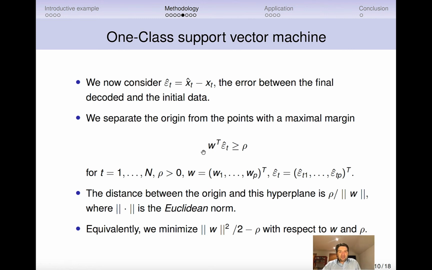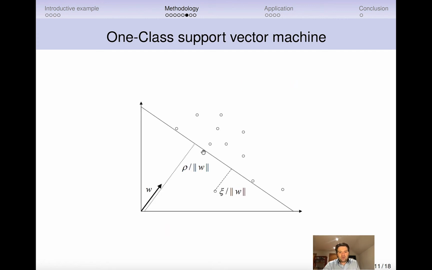The idea is to use the one-class support vector machines, which separates the origin 0 from the other data points with a maximal margin, as large as possible. We're going to do something like this. We're going to find a margin here. This is a hyperplane in a space of large dimension, which separates as much as possible the origin from the points.